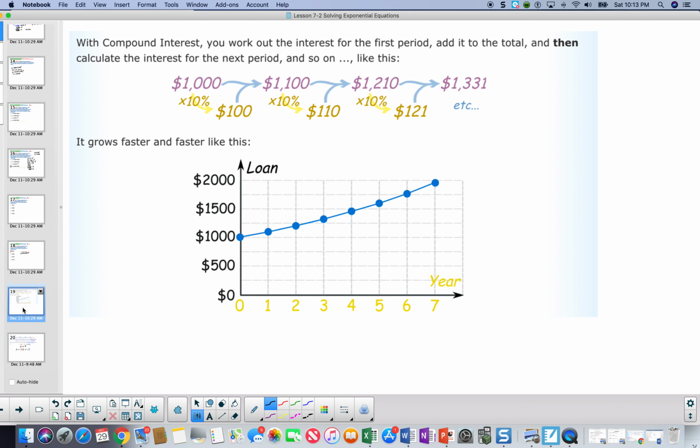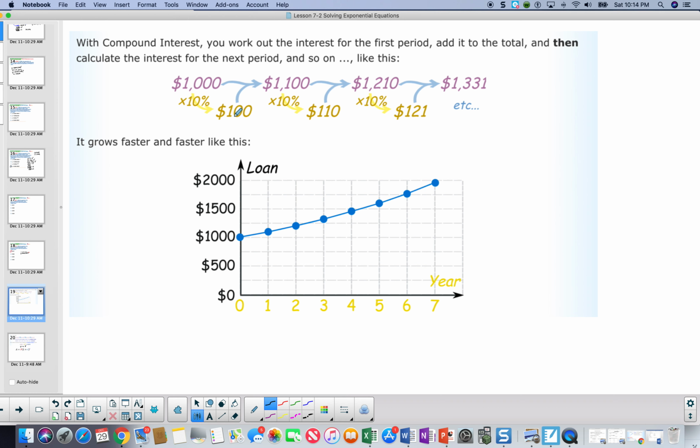All right, let's talk about compound interest. You work out the interest for the first period and add it to the total and then calculate the interest. So suppose we're adding 10% interest every year. And let's see what the loan looks like that we're going to have if we don't pay off anything. So suppose we get a $1,000 loan. They're going to charge us 10%, which is $100.